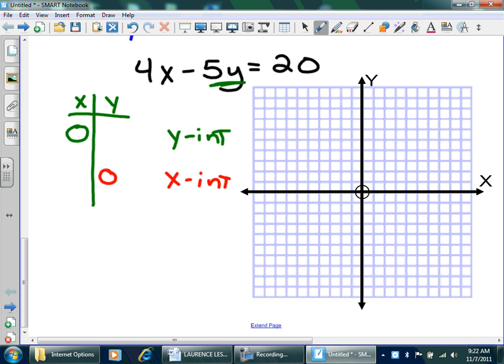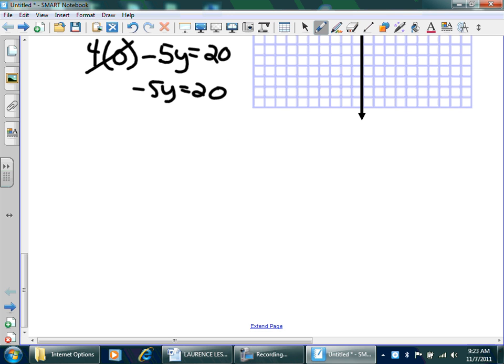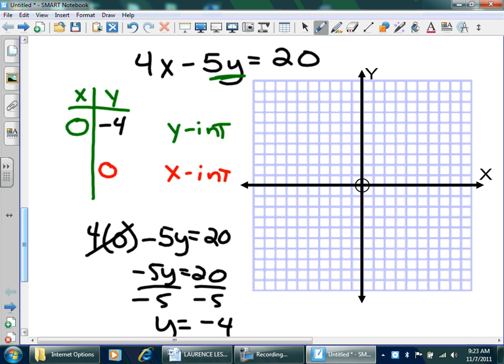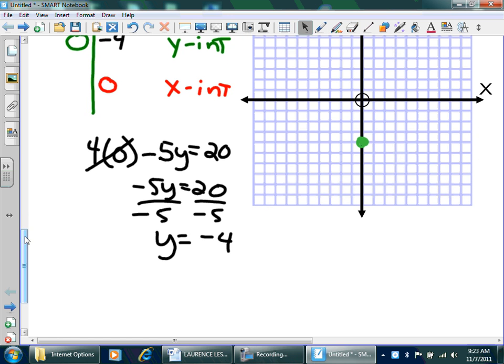I'll take my original equation, 4 times 0 minus 5y equals 20. I know that this turns into 0, so my equation is now -5y equals 20. I'll divide each side by -5, and y will equal -4. I know the y-intercept occurs at (0, -4), and I will go ahead and plot that. 0, 1, 2, 3, 4, right there. There's my y-intercept.